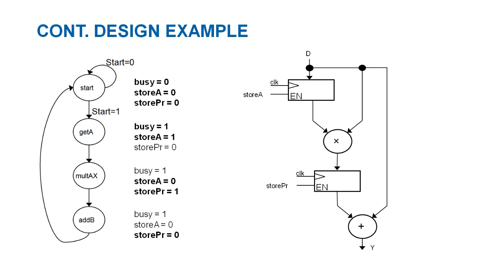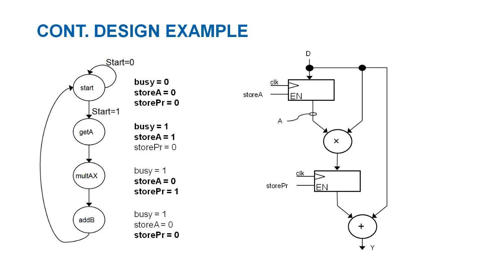And here is the DATAPATH, which is full of registers, a multiplication box and an adder, and here it means that we only have one input data bus and we have one output signal Y. But how to interpret this data bus, whether as an A or as an X or as a B, is controlled by the extra input control signals store A and store PR.